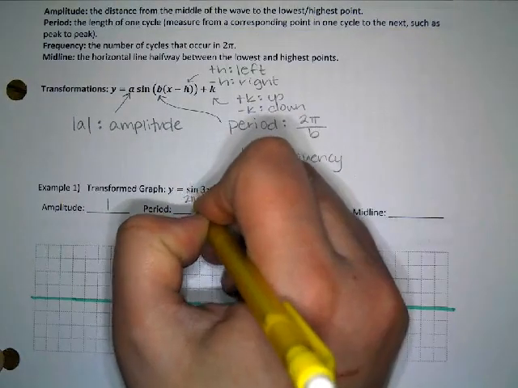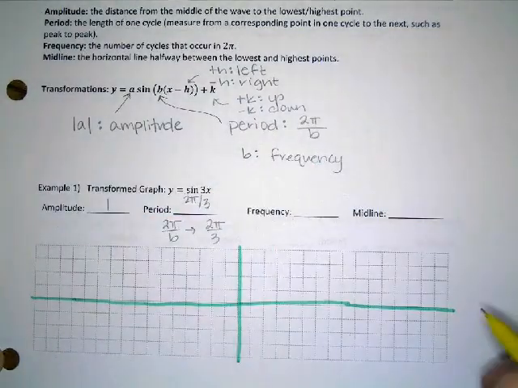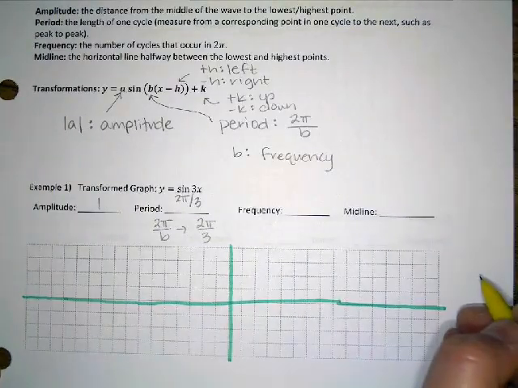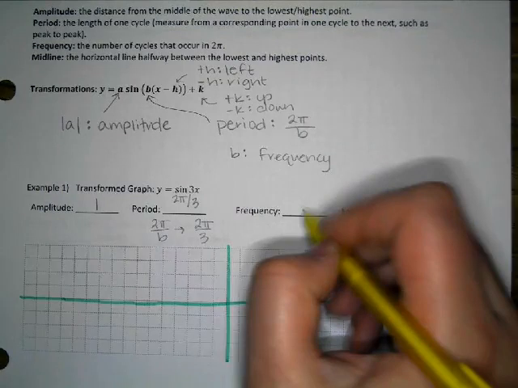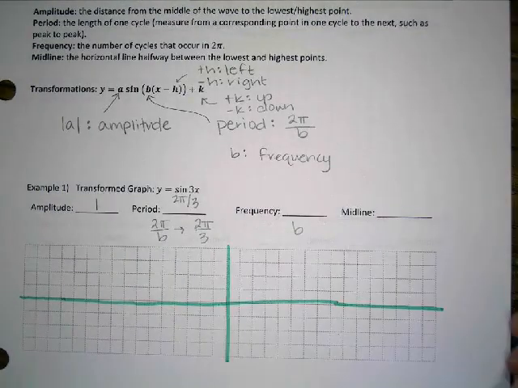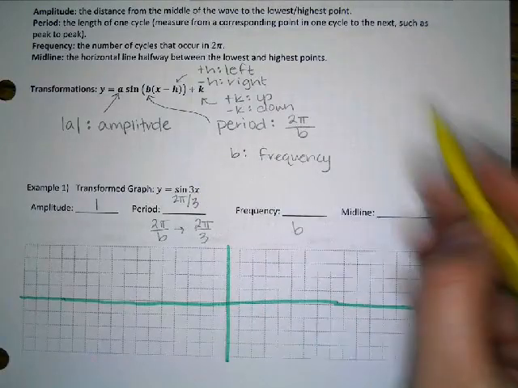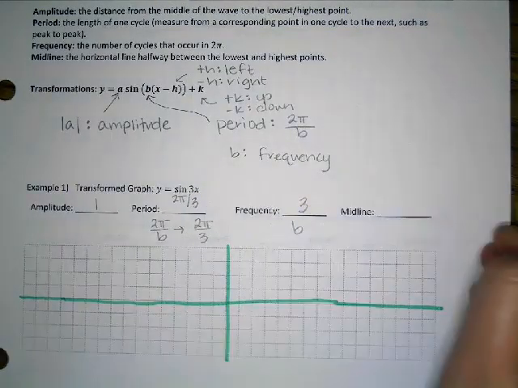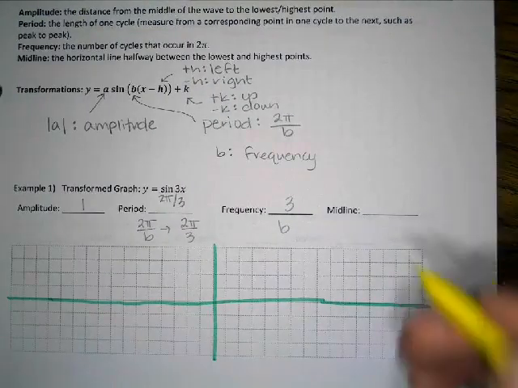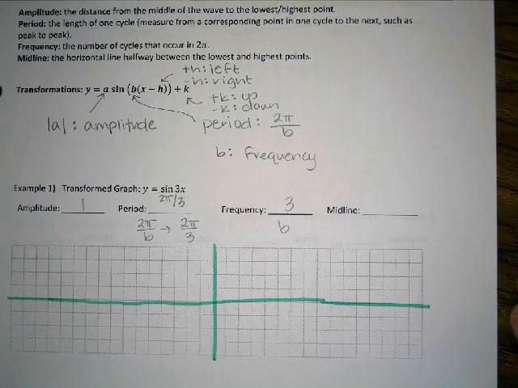The frequency of the graph is b. The b value is the number that's the coefficient for x, and so 3 is going to be the frequency. So if I graph the whole curve from 0 to 2 pi, I'm going to see that it has this wave up and then down. It's going to have this wave 3 times from 0 to 2 pi.